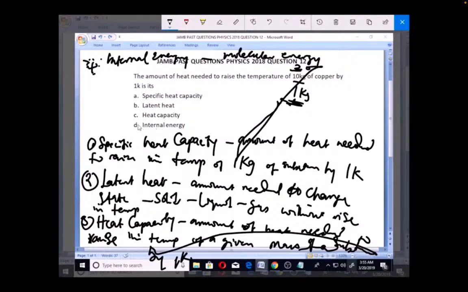So from these definitions, we can see that C is the right option, because heat capacity is the amount of heat needed to raise the temperature of a given mass, say 10 kg, it could be 20, it could be 30, it could be 100 of copper by 1 Kelvin. But if this mass is 1 kg, then it will be specific heat. So whenever you hear the word specific, we're talking about 1 kg. But once it's more than 1 kg, we'll talk about heat capacity. And that is the answer to the problem. Option C.